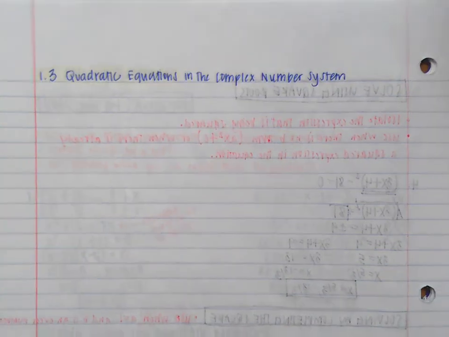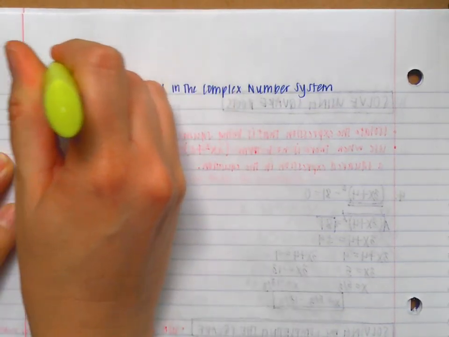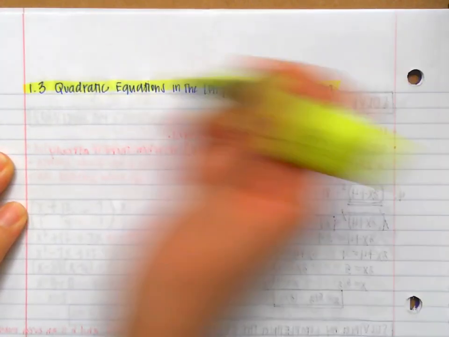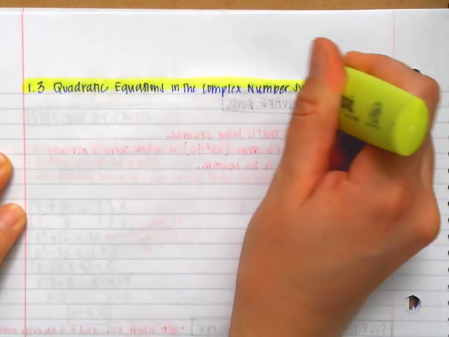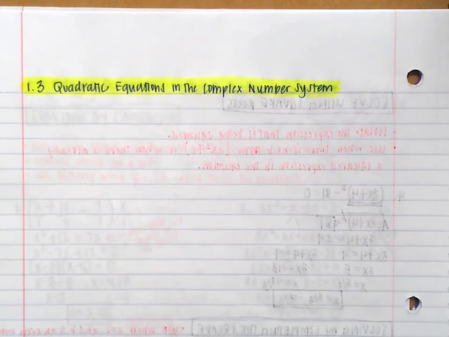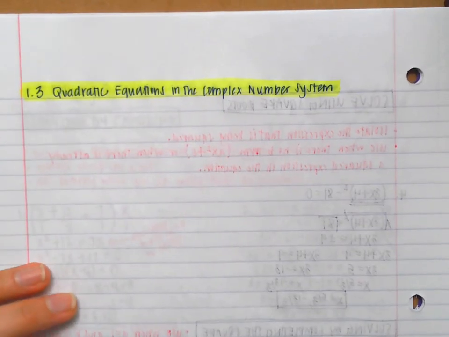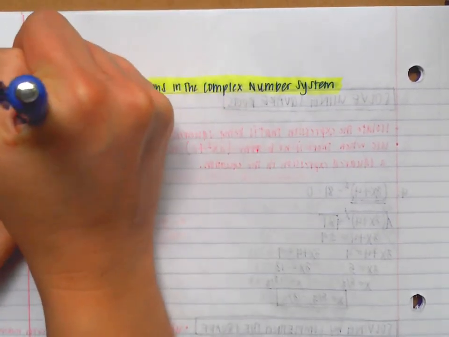Okay, so what this unit is, up until this point, anytime we were solving quadratics and there was a negative inside the square root, we would stop and say no real solutions. And that is still true. There are no real solutions, but now what we're going to be incorporating is the complex number system. So let's talk about what the complex number system is.